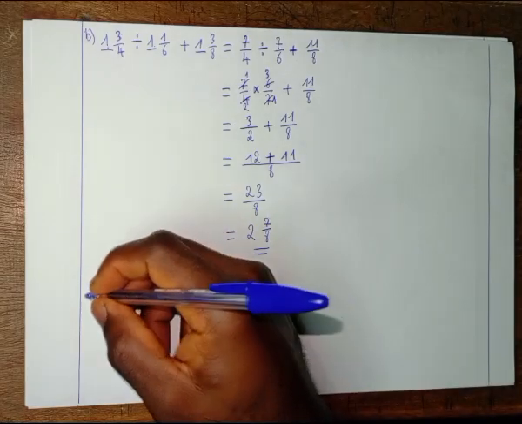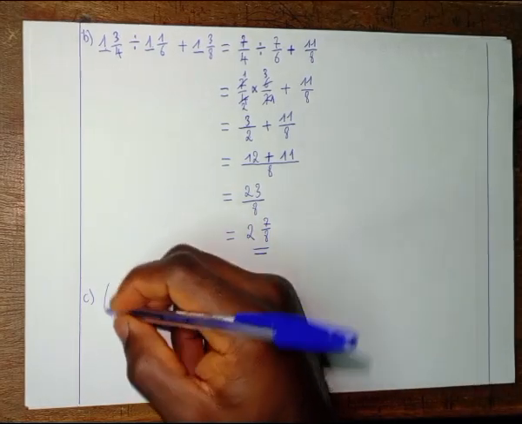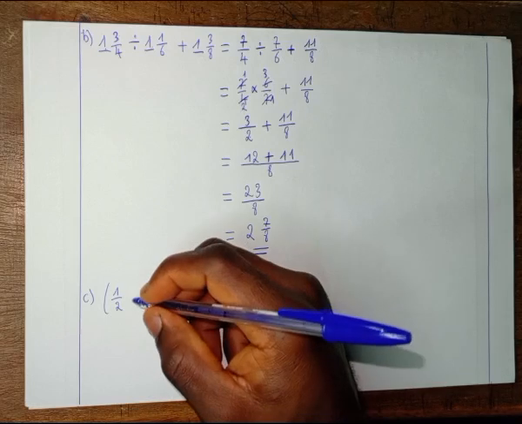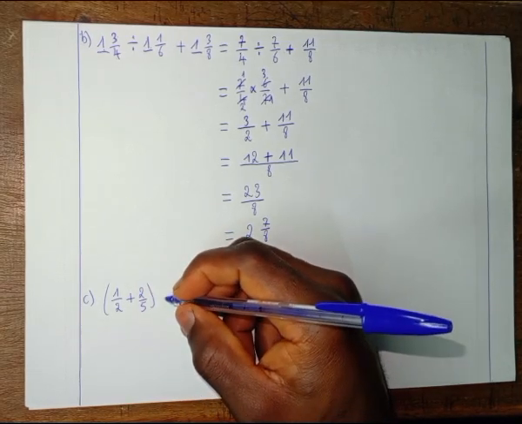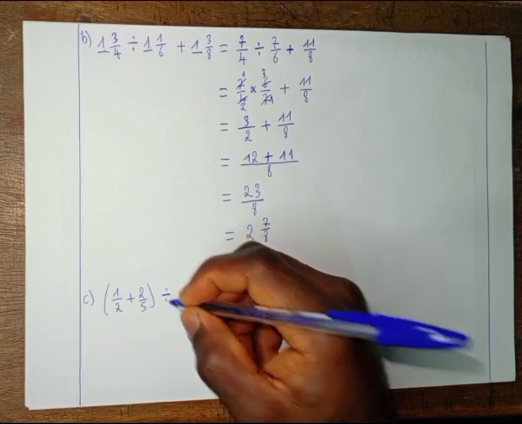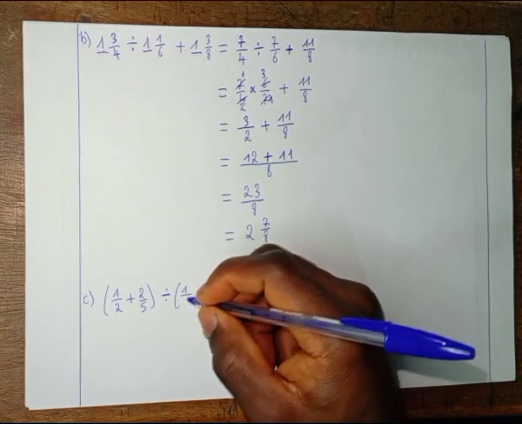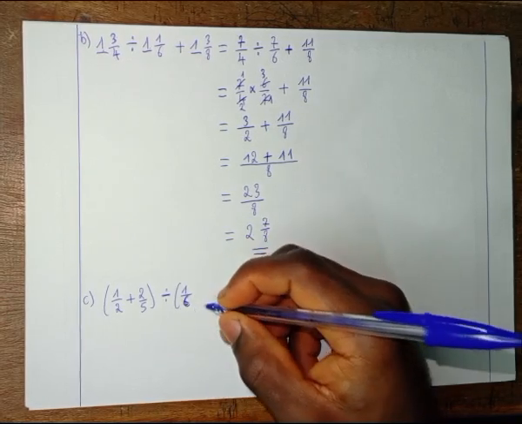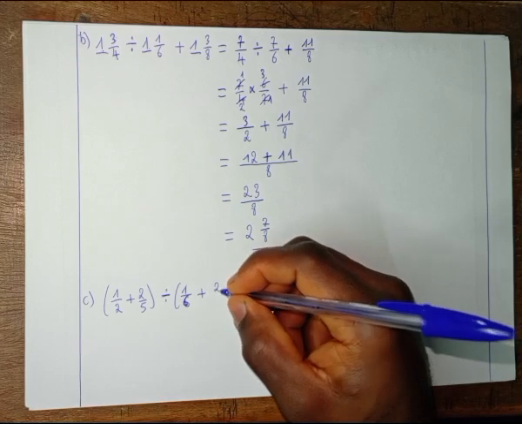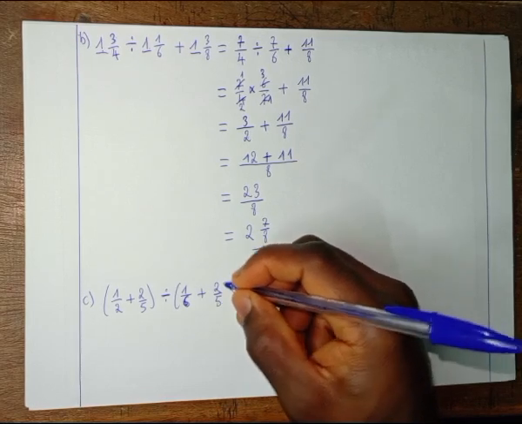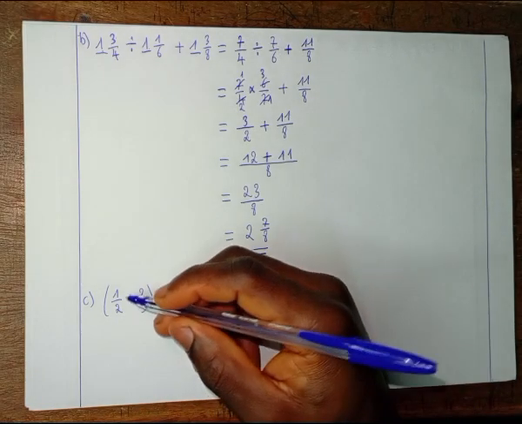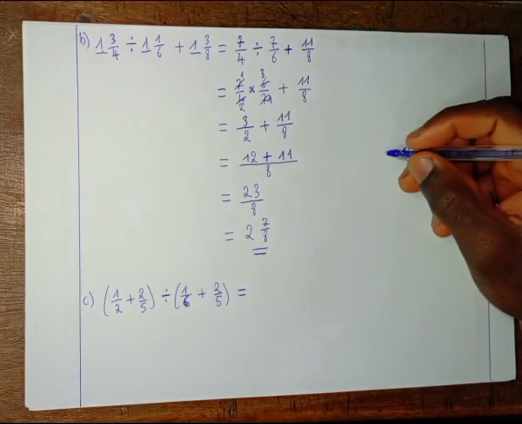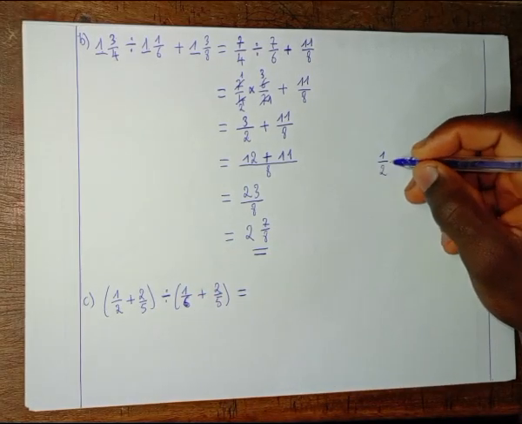Go now to question C. For C, we have a half plus 2 fifths, divided by 1 over 6 plus 2 fifths. This will simply be equal to, we are going to start by eliminating the brackets. A half plus 2 fifths, let's reform it here.